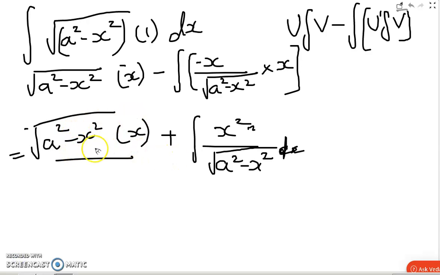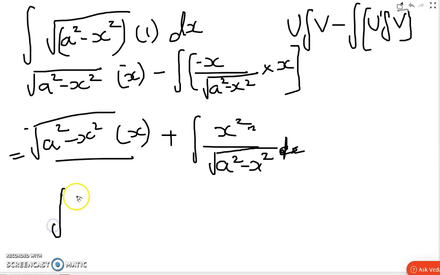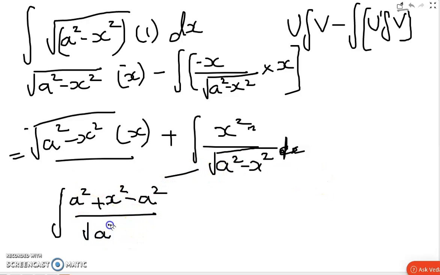Now this is the answer which is easy, but this part is somewhat complicated, so we have to solve this. This should be kept in that way only. So here let's add and subtract a square. Why are we adding and subtracting a square? We are doing this in order to get some sine inverse or cos inverse value.